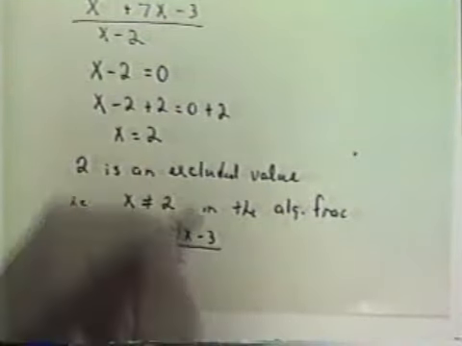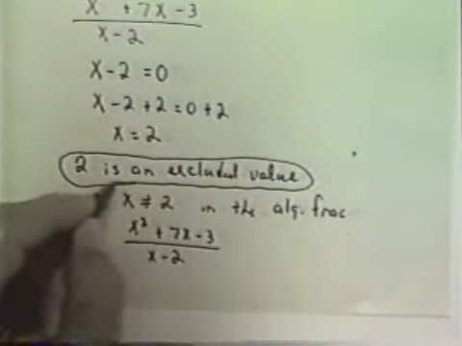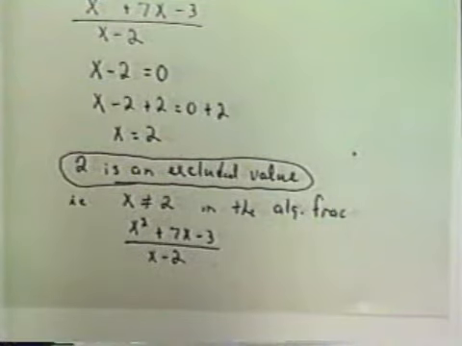So 2 is an excluded value, is what I want you to write on your assignments and also on your test. But what that means is that x cannot equal 2 in the algebraic fraction x squared plus 7x minus 3 divided by x minus 2. If you try to let x equal to 2, you will get a division by 0, which is undefined.